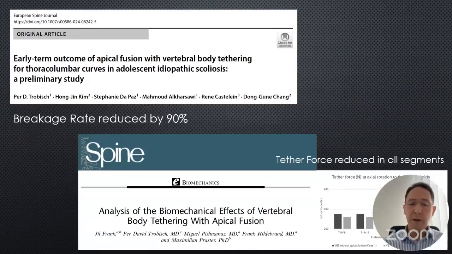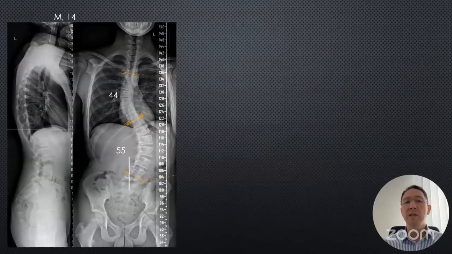We did publish biomechanical data and we did publish clinical data, and just with respect to the remaining time that I have, I can make it very short. Breakage rate was reduced by 90%, at least the early term breakage rate within the first year. And we do have biomechanical explanation because there's less stress on the tether, even at the adjacent levels.